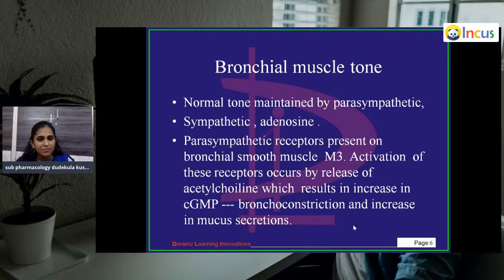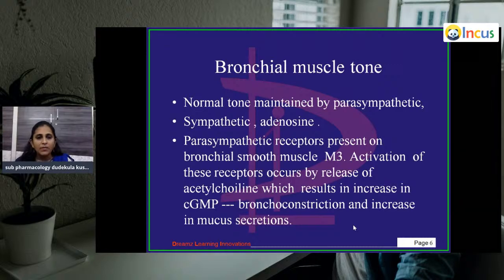First, parasympathetic and sympathetic. Parasympathetic receptors are M1, M2, and M3. M1 and M2 are located in different areas. M3 is present in all smooth muscles, not only bronchus, but also in stomach and bladder, everywhere you will have M3 receptors. Once these receptors are activated by acetylcholine, that will increase cyclic GMP levels. And once these cyclic GMP levels are increased, that further results in bronchoconstriction and increase in mucus secretions in bronchus.